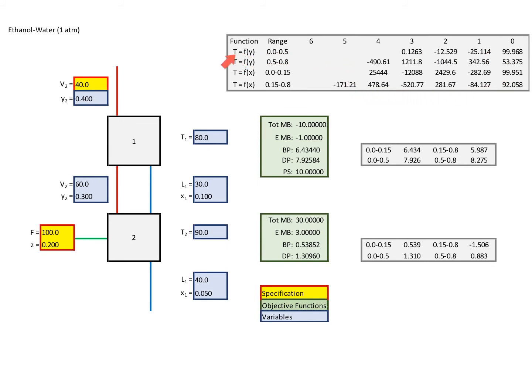This one here, for instance, the dew point curve in the lower portion, it has just a 3rd order polynomial, so there are no constants here.